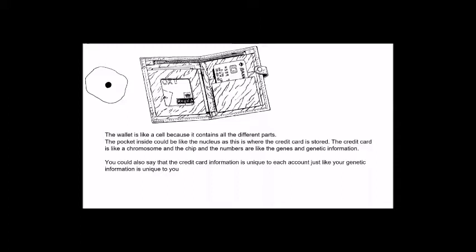Okay, now another thing that a couple of people pointed out is that you could also say that all those numbers and the chip on the credit card is unique to each person. Okay, so everybody's credit card is different, even if you all have the same bank or you have the same type of credit card, whatever. Each number and each information is unique to each account, just like your genetic information is unique to you. Okay, so hopefully that's kind of given you a bit more of an idea of the task that we did.